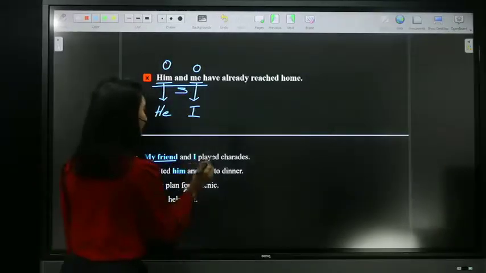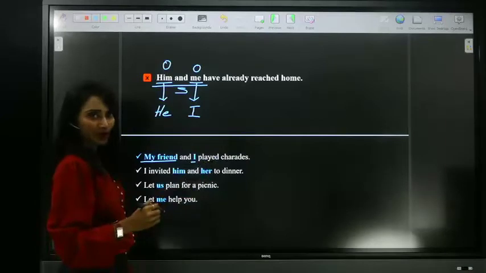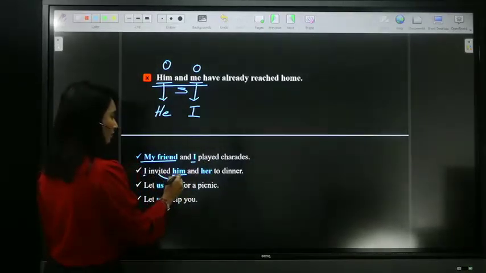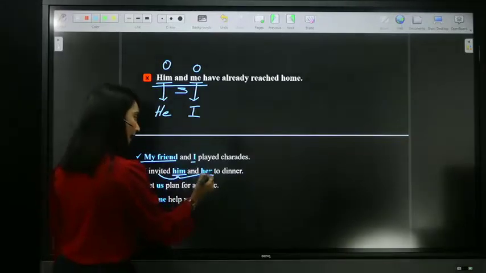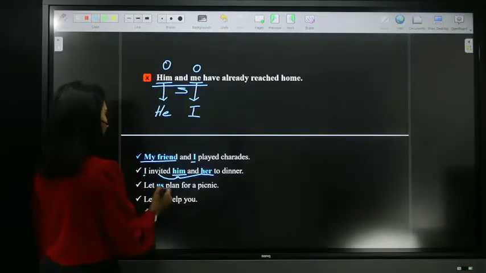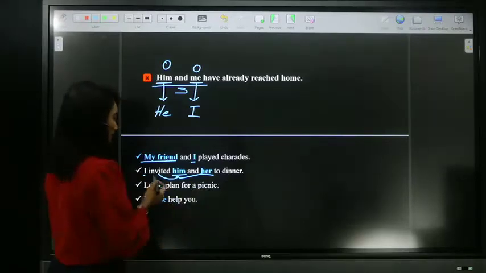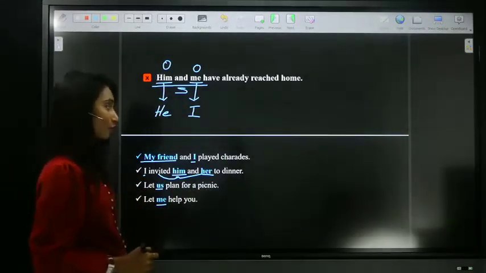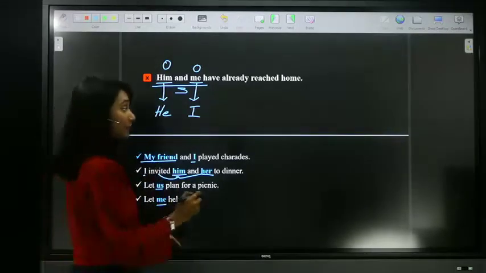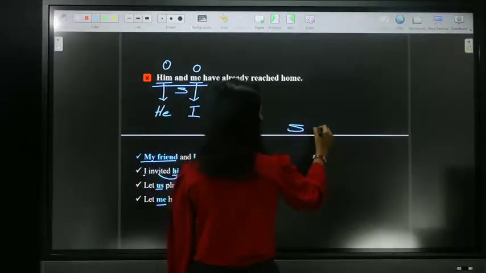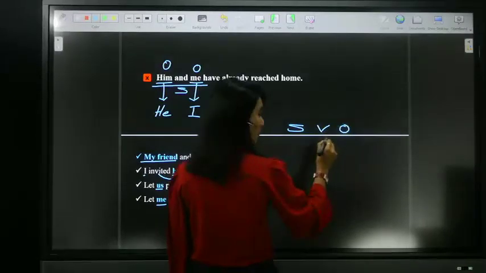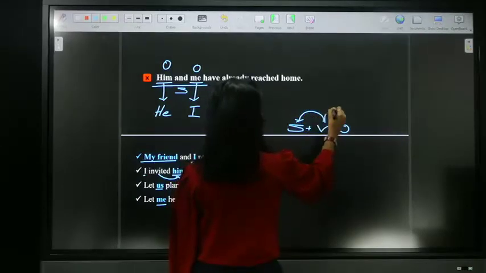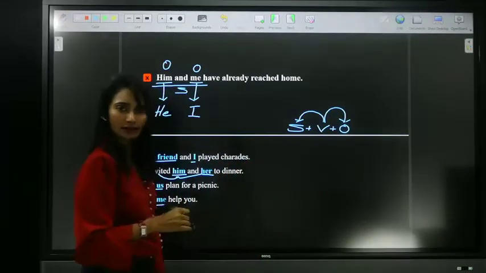My friend and I played charades. I invited him and her to dinner. See, here we require objective case after the verb. Let us plan for a picnic, after the verb. Let me help you, after the verb. I hope it is clear. Remember, in subjective case we use subjective case pronouns. In objective case we use objective case pronouns. Before the verb, it is generally subjective case. After the verb, it is objective case.